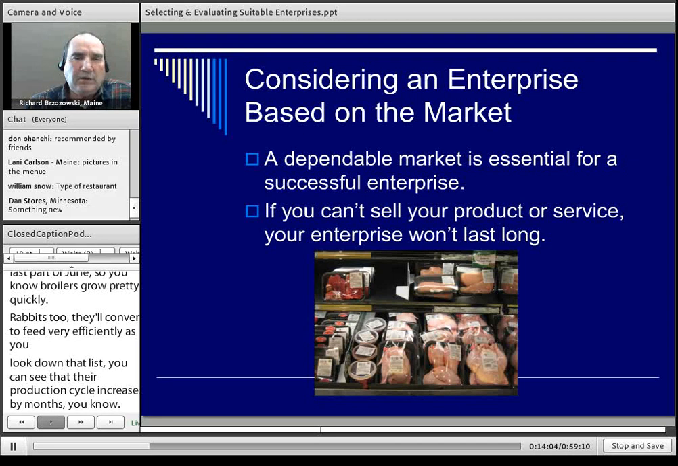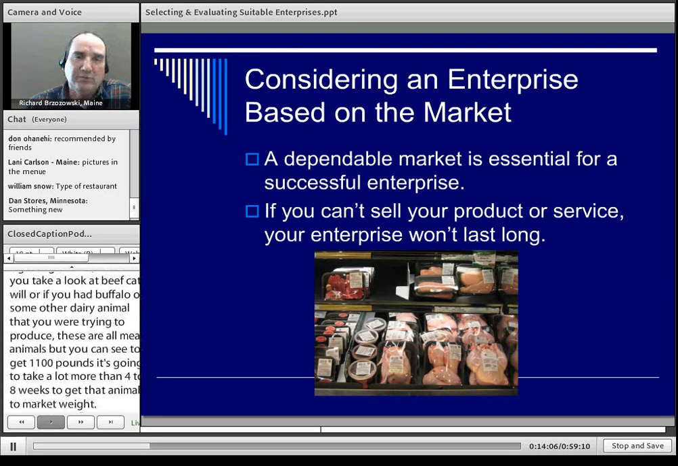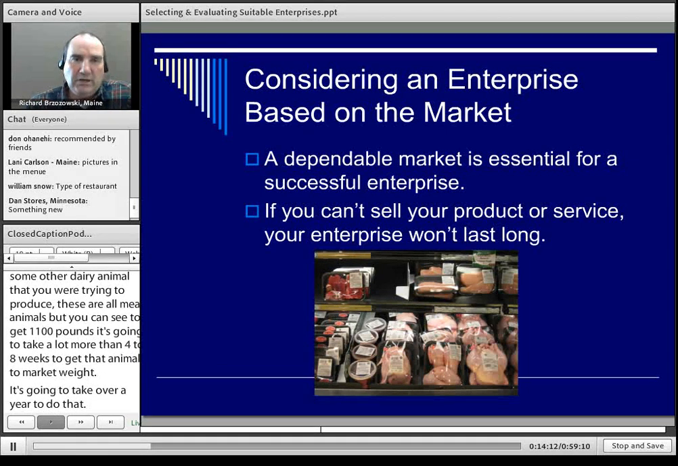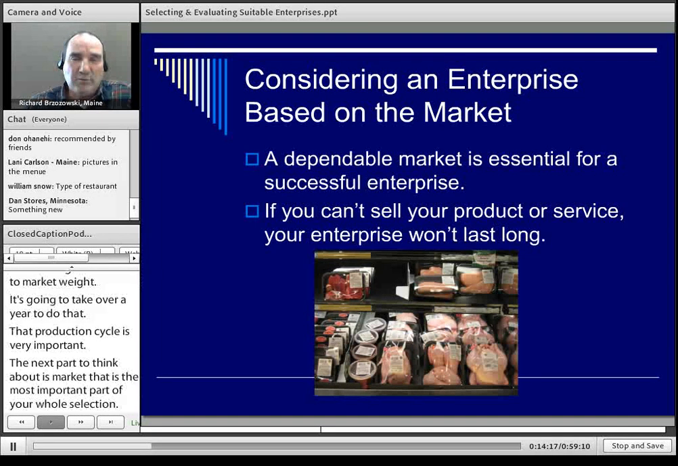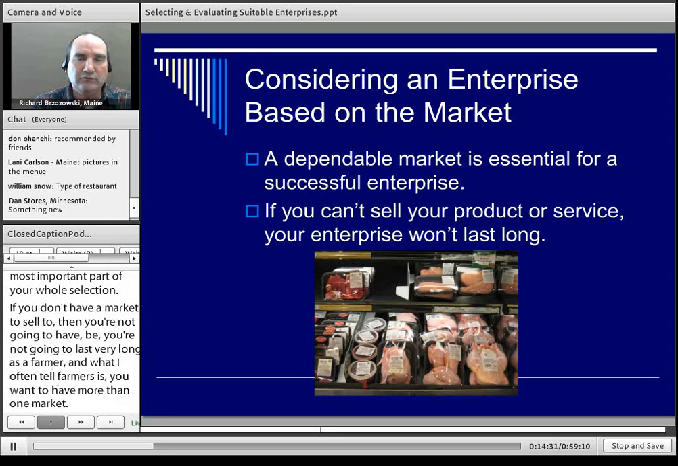The next part to think about is your market. And this is probably the most important part of your whole selection, because if you don't have a market to sell to, then you're not going to last very long as a farmer. And what I often tell farmers is you want to have more than one market. That dependable market is essential, but you really want to have plans for two or more markets so that if one falls through, you can still sell what you've grown. Because again, you took at least 8 weeks in growing what you're trying to sell. It could be 6 months or 8 months. So what you want to make sure is that market is dependable and it's ready to buy.